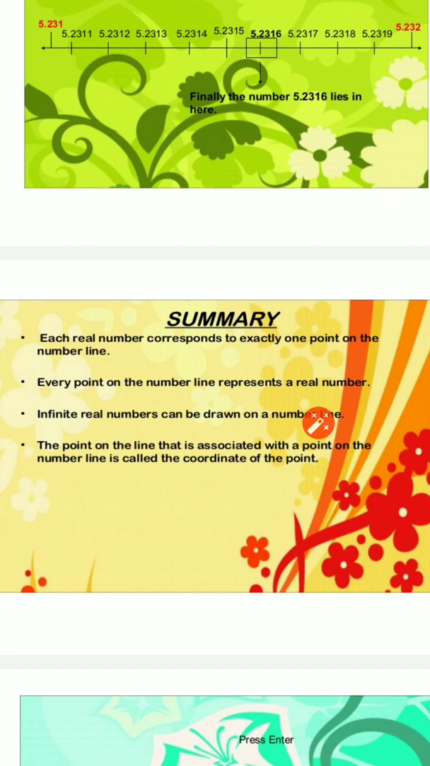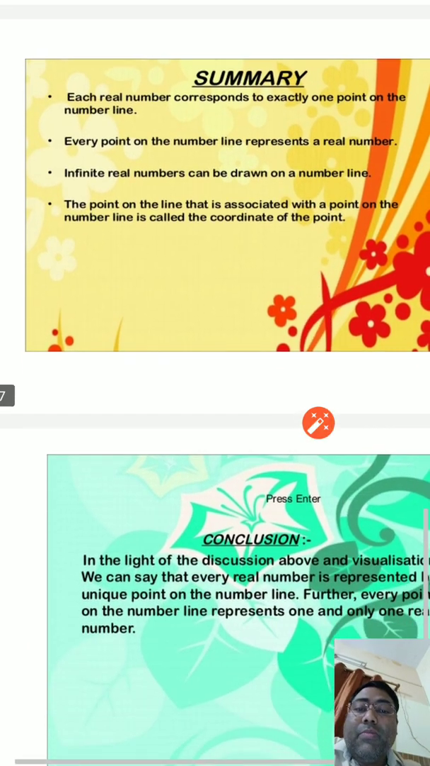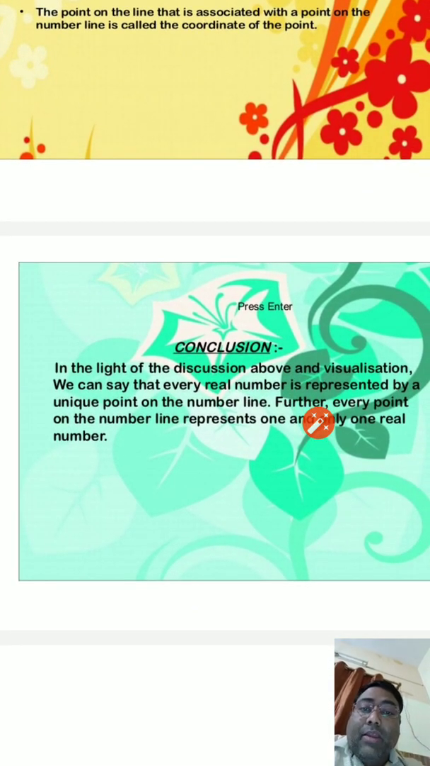This is the summary. So each real number corresponds to exactly one point on the number line. Every point on the number line represents a real number, and infinite real numbers can be drawn on a number line. It is clear to you. The point on the line that is associated with a point on the number line is called the coordinate of the point. Is it clear? Yes, I think it is clear to you.